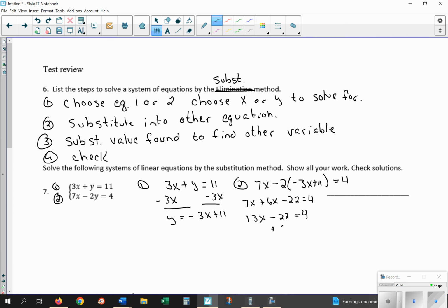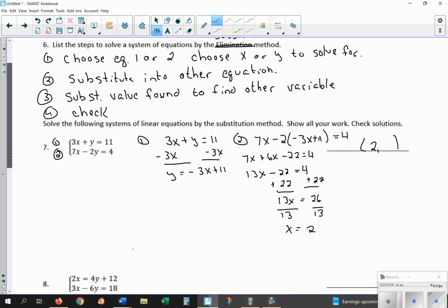So that when I add my 22 to both sides, then I have 13x is equal to 26, positive 26, and we're going to divide both sides by 13 to find out that x is 2. So again, we have half of our ordered pair, and we're then able to go back and find the other variable.